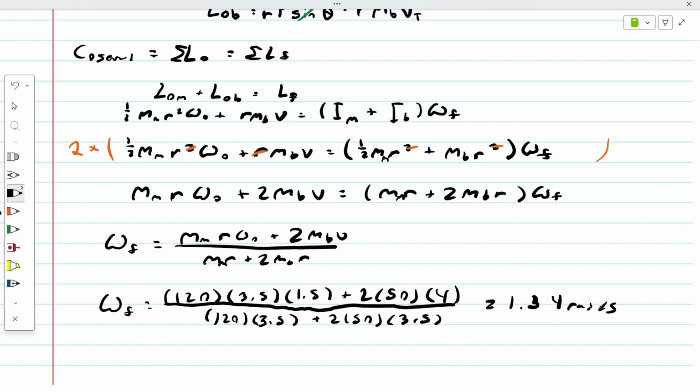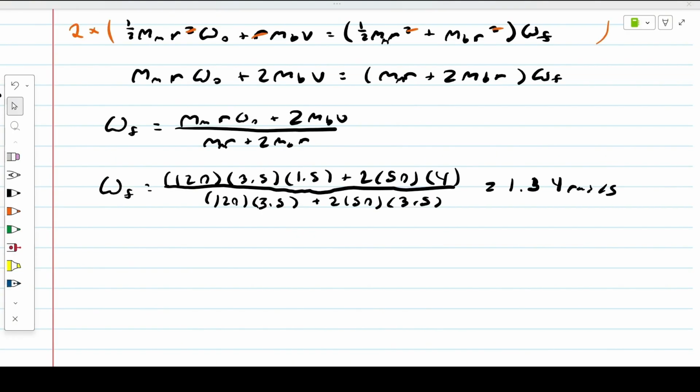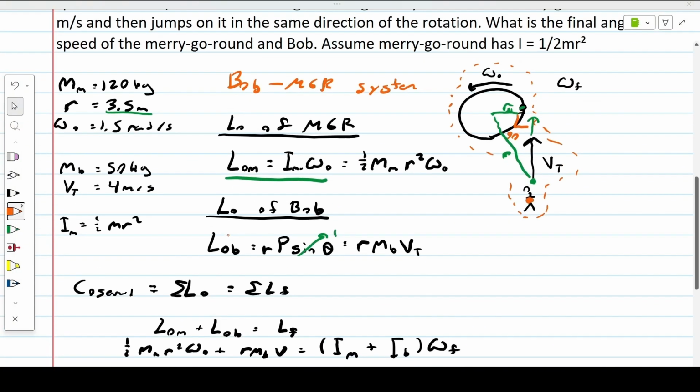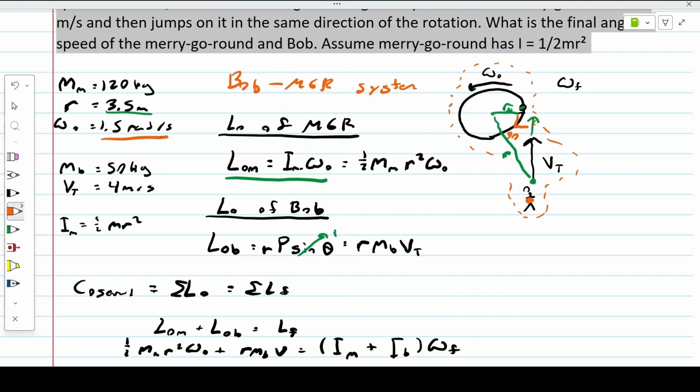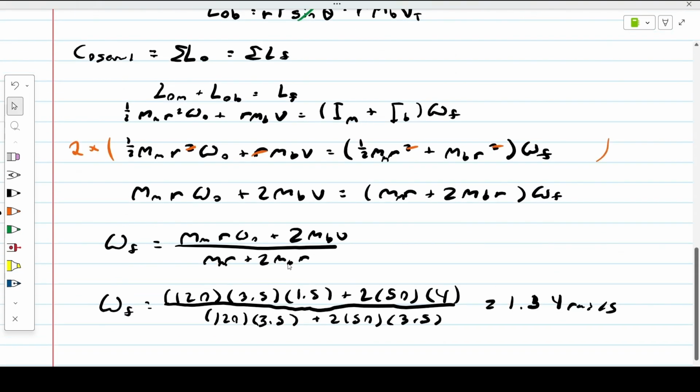So one thing that might be a little bit confusing about this, and I actually had to go back and think about this because I was confused about it, is why is it that even though Bob is running in the same direction that this merry-go-round is rotating and jumps on, the final velocity is actually less than the initial velocity? Because we see it was 1.5 and now it's 1.34.